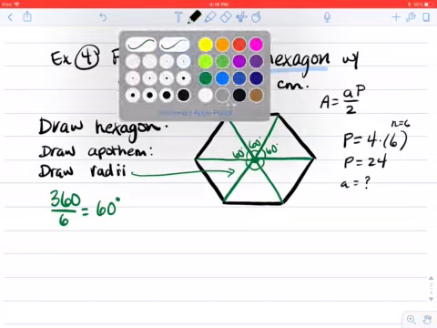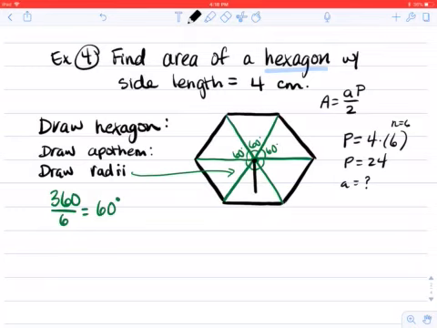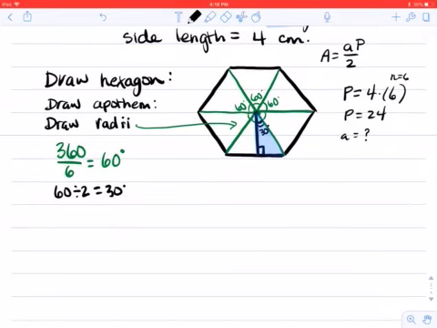Okay, and so on. However, when I draw my apothem, let me go back. Here it is. What am I doing to that 60-degree angle there? I'm cutting that in half. So 60 divided by 2 is 30. So that's going to be this little angle right here. 30 degrees. And now, look what I have in this right triangle. I have a 30, 60, 90 triangle. Remember those 30, 60, 90 triangles?